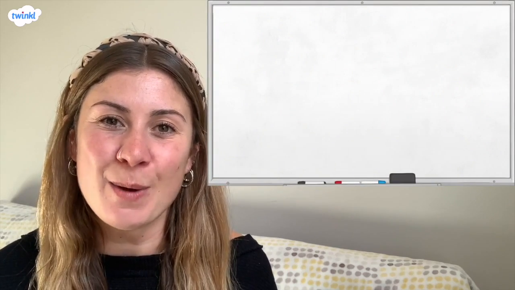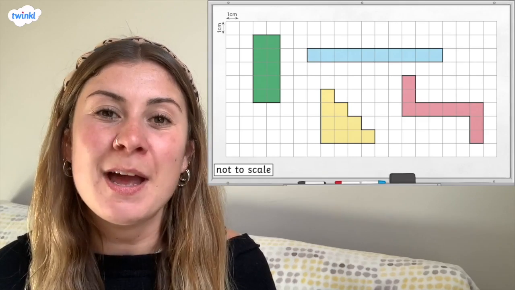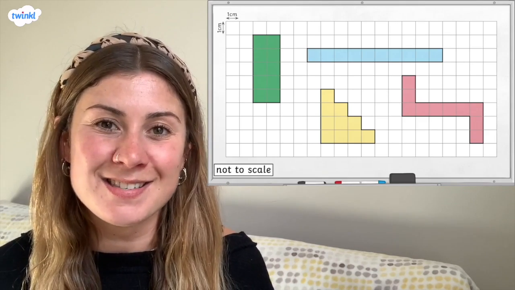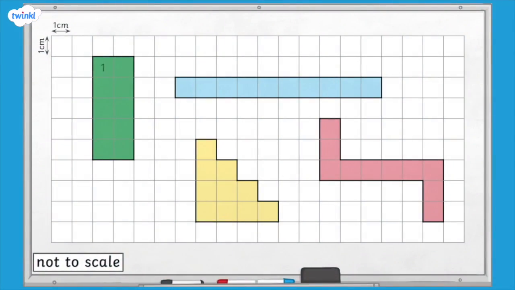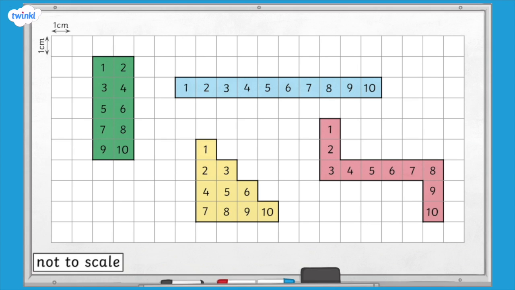One way of calculating area is by counting squares. We can work out the area of all of these shapes by counting the amount of squares inside them. When counting squares, you should mark off each one as you count them like this. The green shape has an area of 10 centimetres squared. What do you notice about all of these shapes? That's right, they all have the same area of 10 centimetres squared.